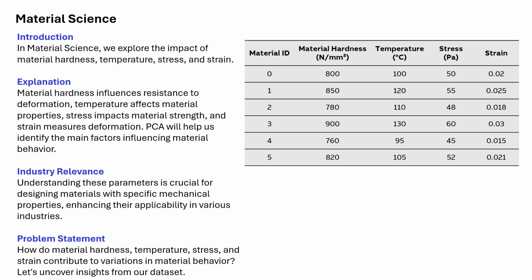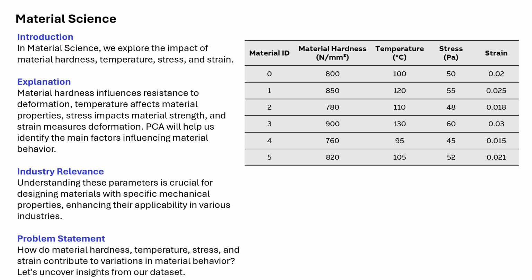Our next application is material science. In material science, we explore the impact of material hardness, temperature, stress, and strain. Material hardness influences resistance to deformation, temperature affects material properties, stress impacts material strength, and strain deformation. PCA will help us identify the main factors influencing material behavior.